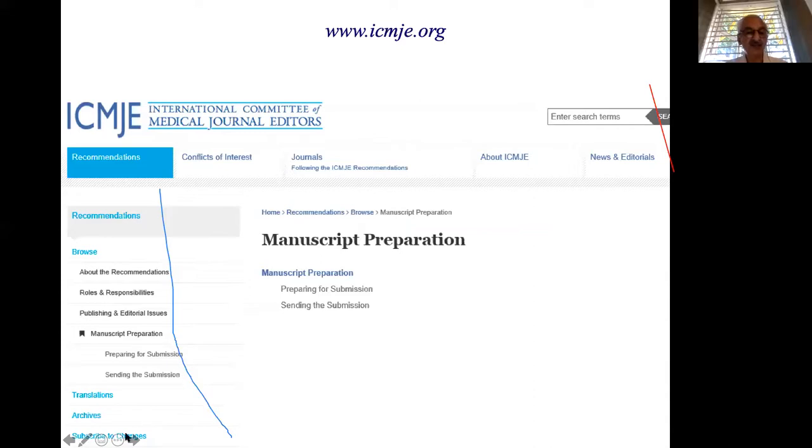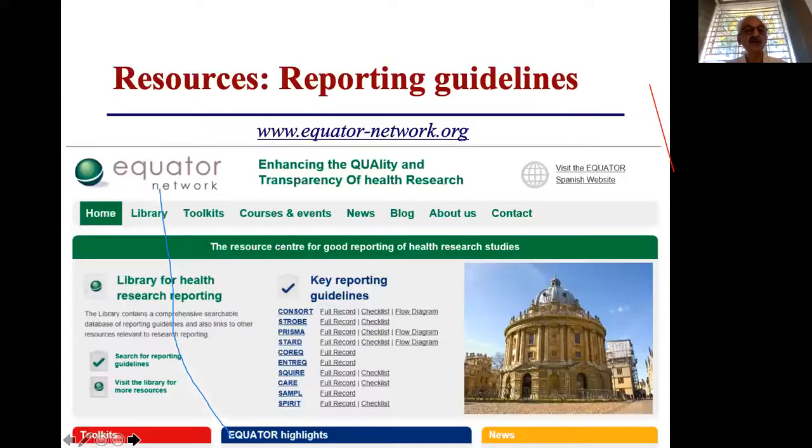Manuscript preparation is something that they talk about. This is another site where you get all the reporting guidelines. I said in the beginning I would show you this slide, and this is the URL for this, www.equatornetwork.org, and anything and everything is available on this site as far as reporting guidelines are concerned.